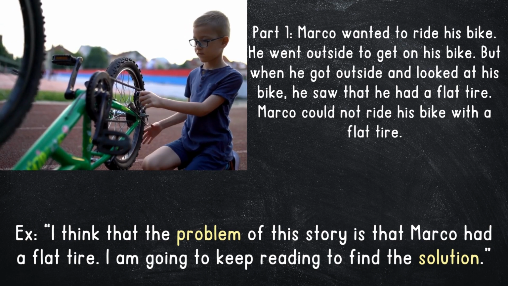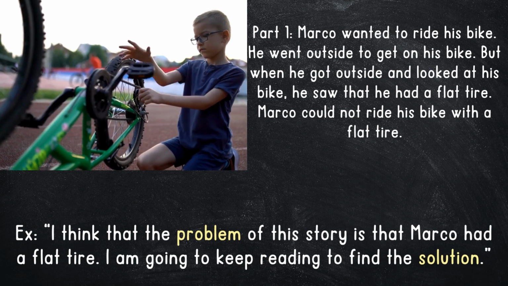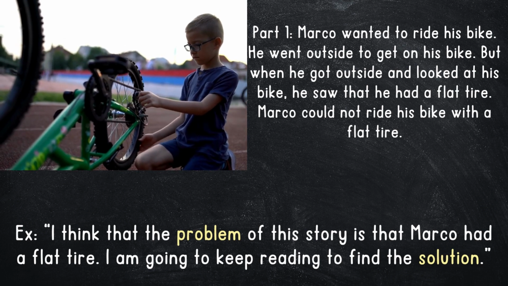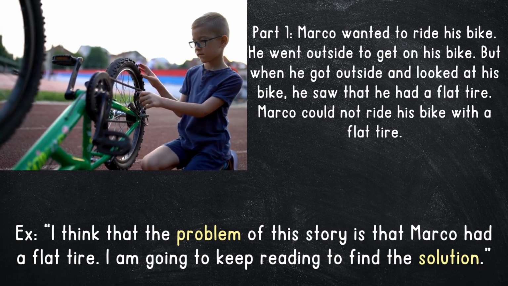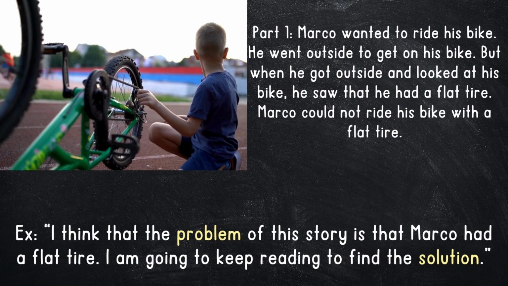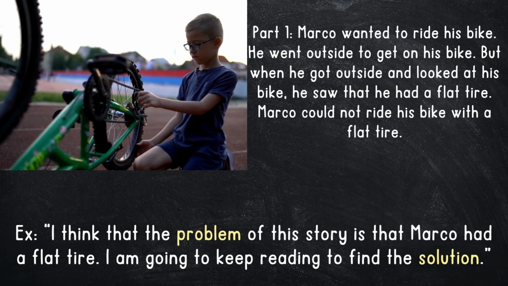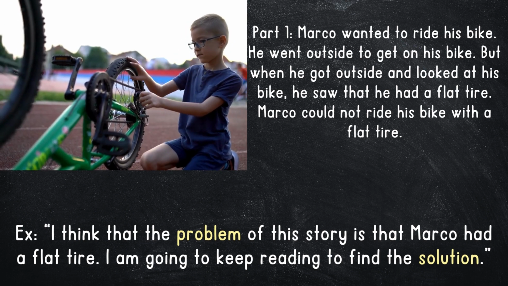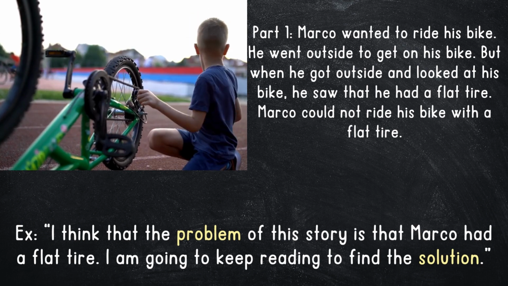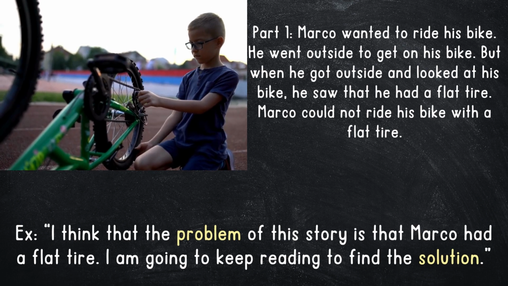Marco wanted to ride his bike. He went outside to get on his bike. But when he got outside and looked at the bike, he saw that he had a flat tire. Marco could not ride his bike with a flat tire. So I think that the problem of the story is that Marco had a flat tire, and I'm going to keep reading to find out the solution.